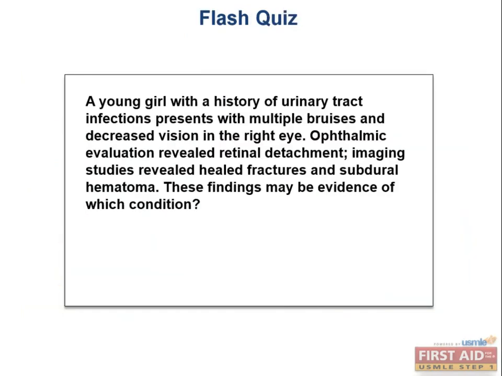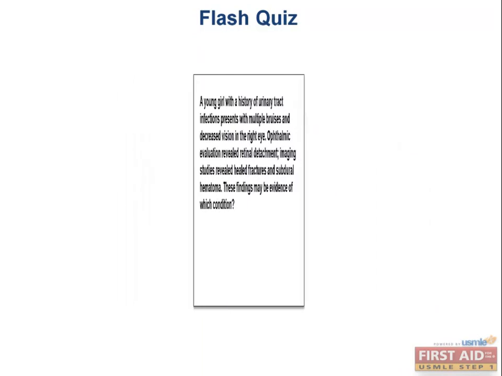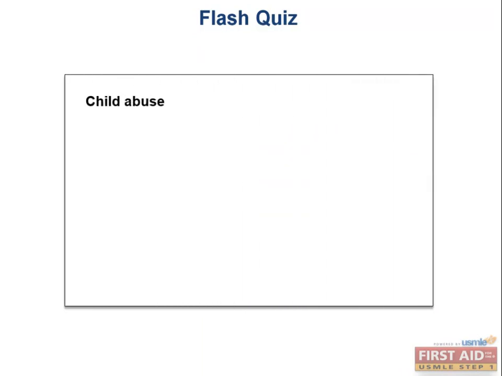Okay, flash quiz. A young girl with a history of urinary tract infections presents with multiple bruises and decreased vision in the right eye. Ophthalmic evaluation revealed retinal detachment, and imaging studies revealed healed fractures and subdural hematoma. These findings may be evidence of which condition? The answer is child abuse. The urinary tract infections suggest sexual abuse, and the bruises, retinal detachment, fractures, and subdural hematoma are all indicative of physical abuse. So be on the lookout for these signs on your boards as well as in your clinical practice.